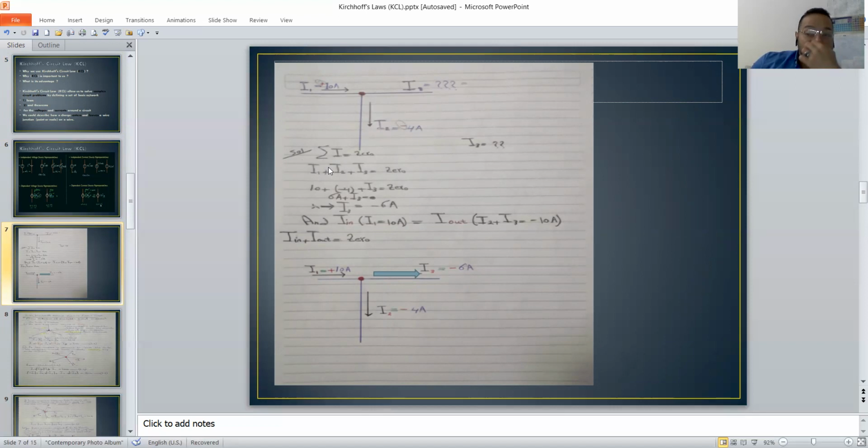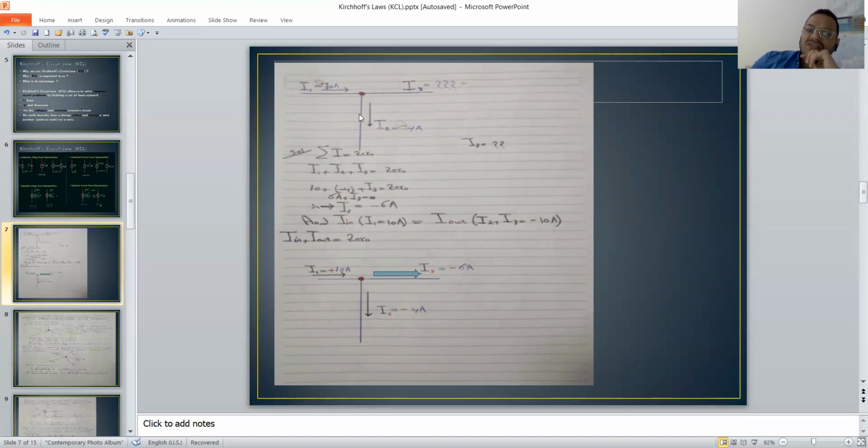Summation I equals 0. What is that summation I here? We have 3 currents. Summation I means I1 plus I2 plus I3 equals 0. I1 is 10 ampere, I2 is minus 4 ampere, and we don't know the last one, I3. The equation has just one unknown element, so here I3 will equal minus 6 ampere.